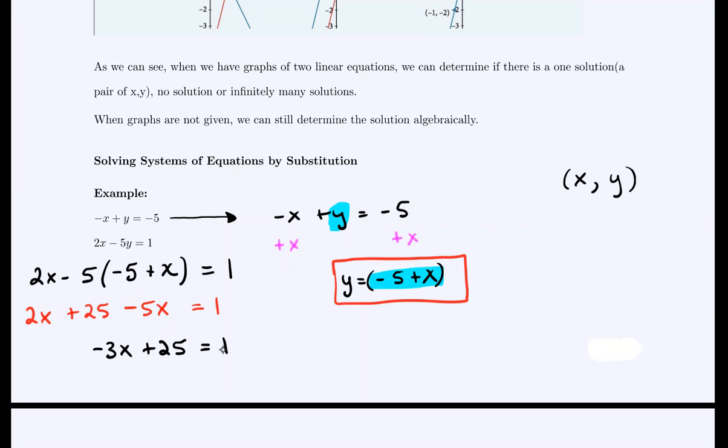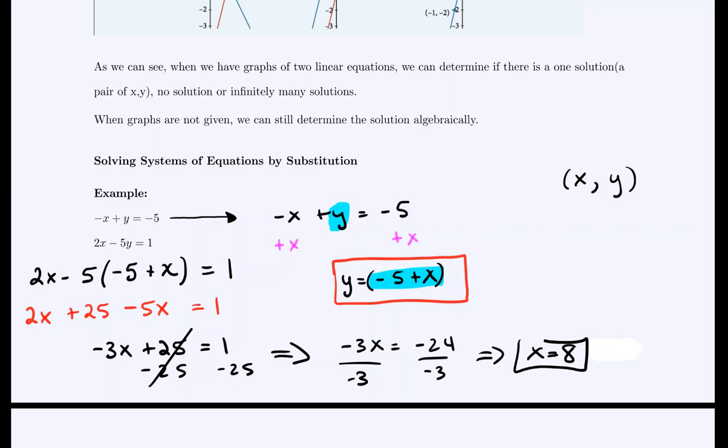Plus 25 equals 1, and here we begin to solve for x. So let's subtract a 25 from both sides. And we would get a negative 3x equals a negative 24. Divide both sides by negative 3. And we get x equals 8.